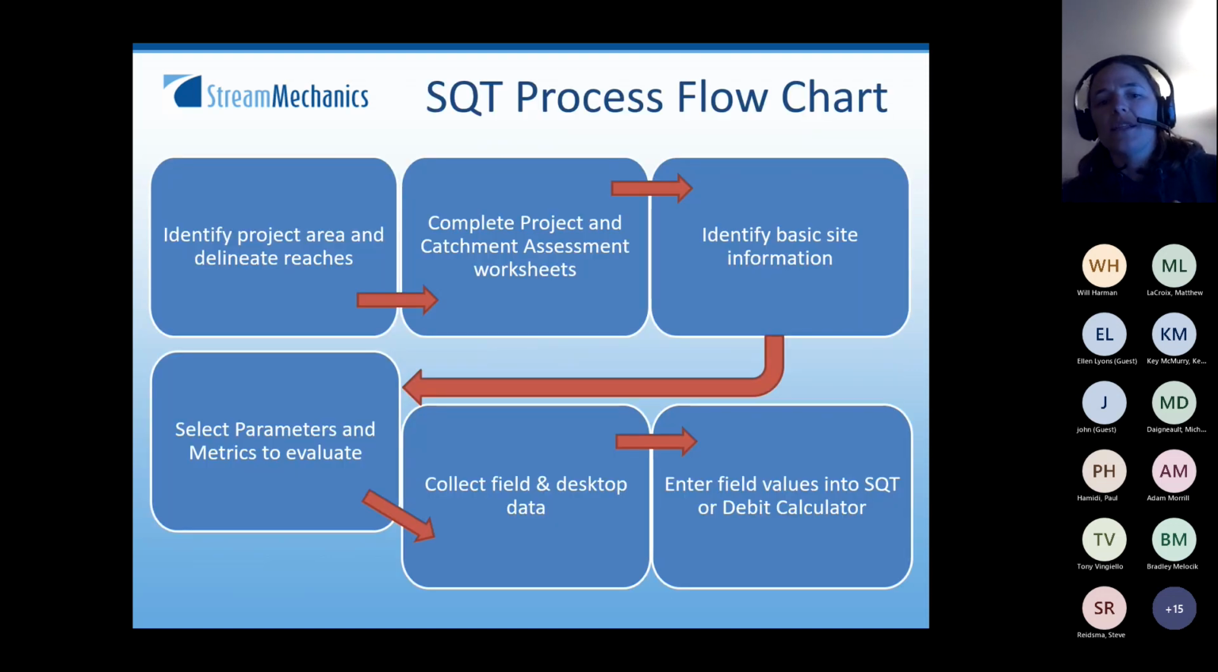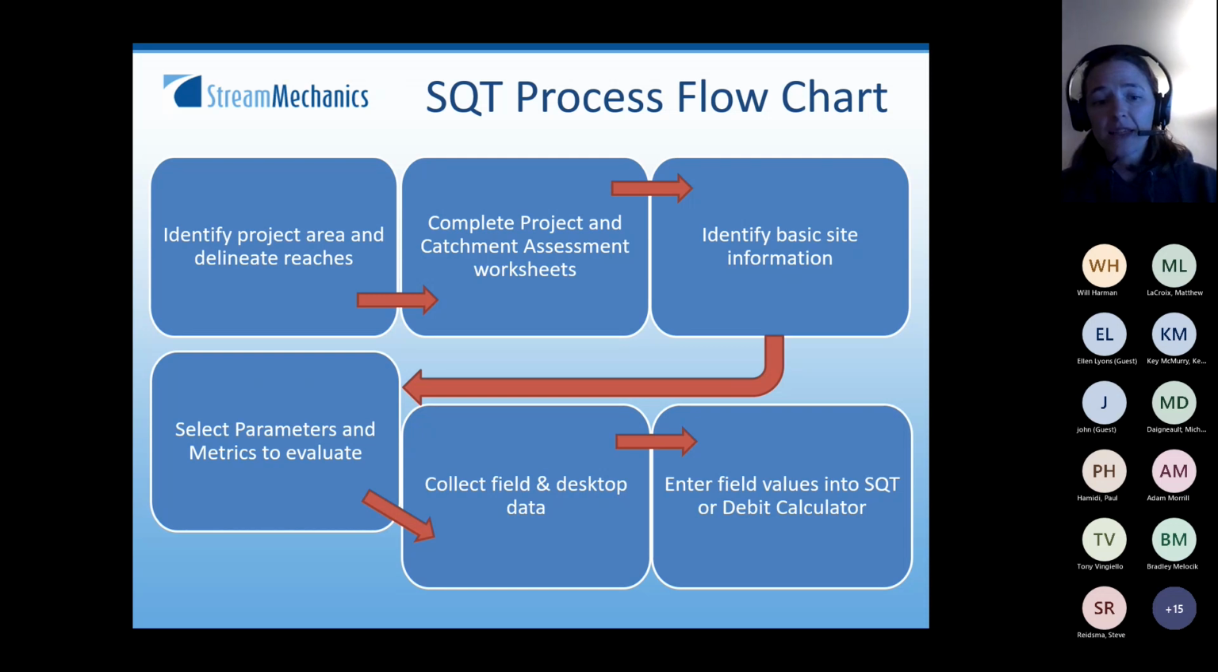What I'm going to focus on more today is the SQT process that we follow. This is actually figure 13 from your user manual, and it takes you through the 6 steps to follow for the SQT. Step 1 is identify project area and delineate the reaches. Step 2 is complete the project and catchment assessment worksheets. Step 3 is identify basic site information. Step 4, select parameters and metrics to evaluate. Step 5, collect field and desktop data. And step 6, enter field data into the SQT or debit calculator.